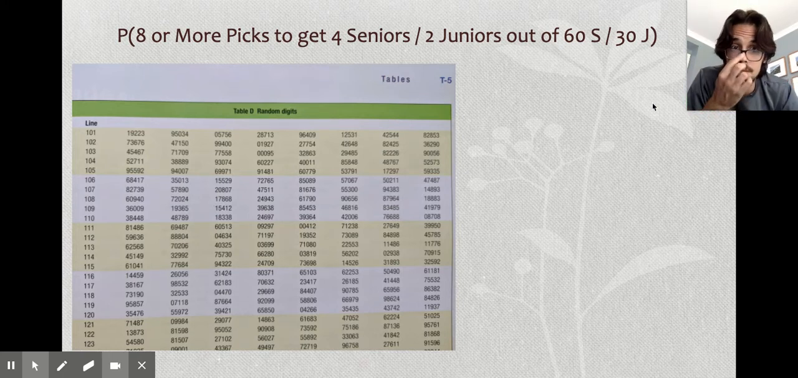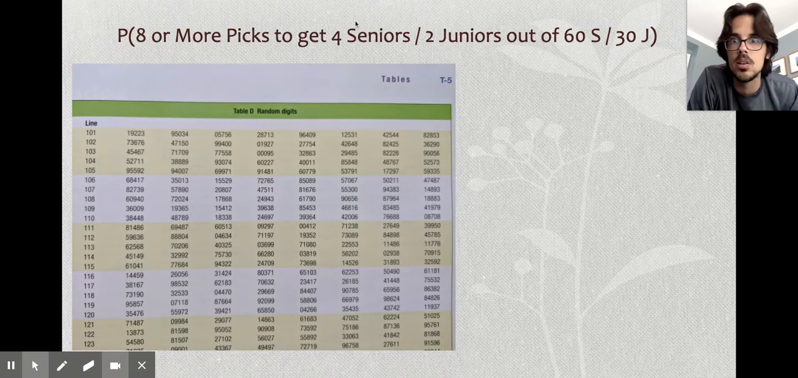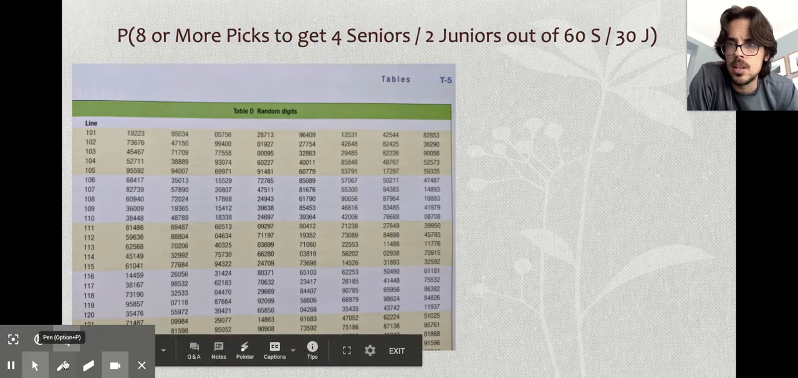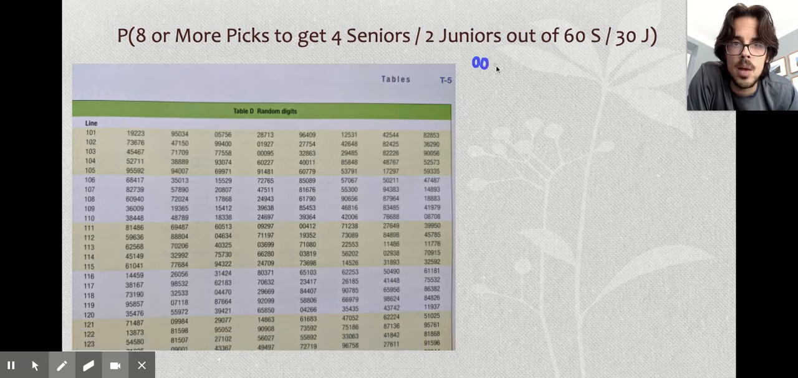First step is assign labels and get the thing set up. Well, actually, first step is say the probability. What's the probability that in a set of 60 seniors, 30 juniors, it takes 8 or more picks to get this? Just restating that. Next thing you do is get your labels ready to go. So I have 90 people in this problem, so I've got to do 2 digits. I like starting with 0, 0, that way I don't forget to rule it out later. So 0, 0 through 59 are going to equal seniors.